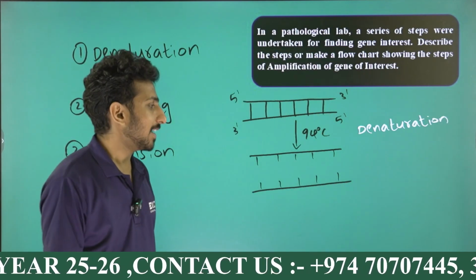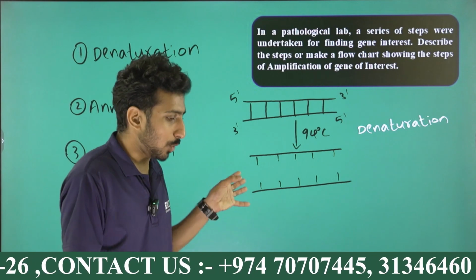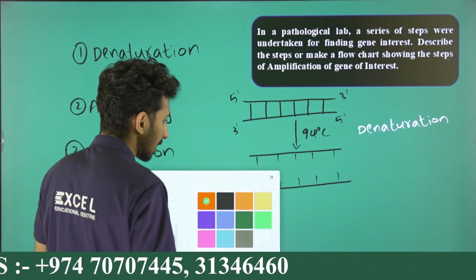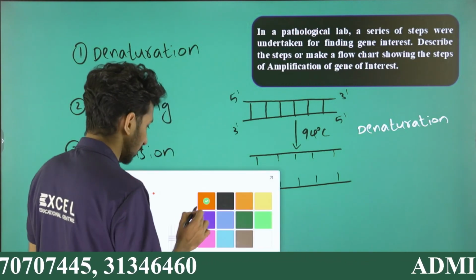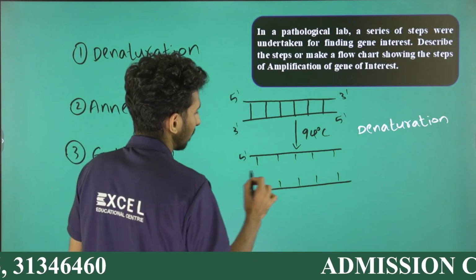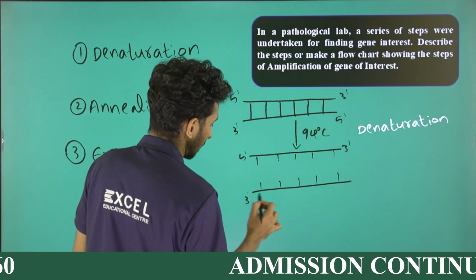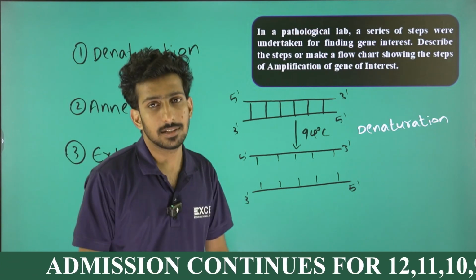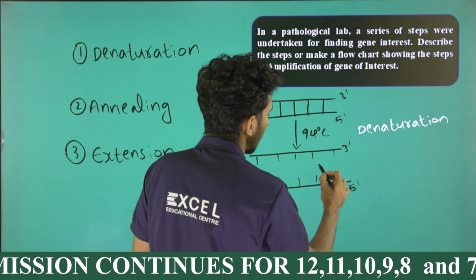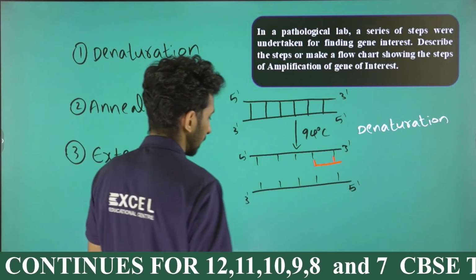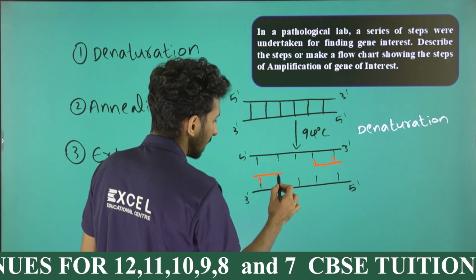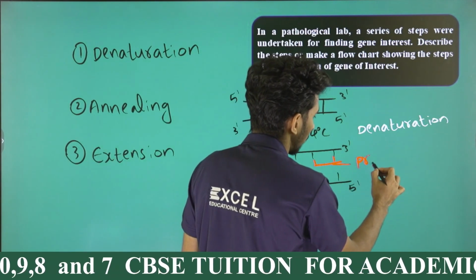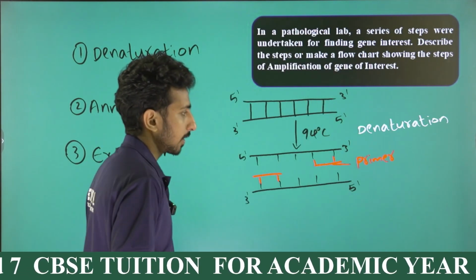Got it? Okay, now as a next step, we have to add primers to that. Now, primers will be added. Listen. First of all, this is 5 prime end, this is 3 prime end, this is 3 prime end, this is 5 prime end. Now, primers will be added to the 3 prime ends of the strands. Okay, these are primers.